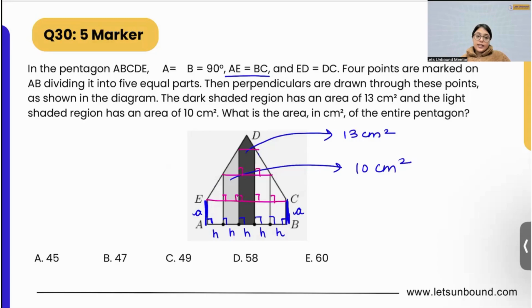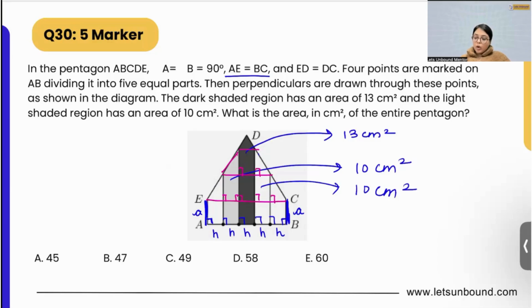Another thing, since they are symmetrical, because of the given information we have that these two are the same, these are the same, and these are equally spaced, we can say that whatever will be the area for this light gray portion, the same will be for this light gray. So that will be 10 again. So we get the information for this part also as 10 centimeter square.